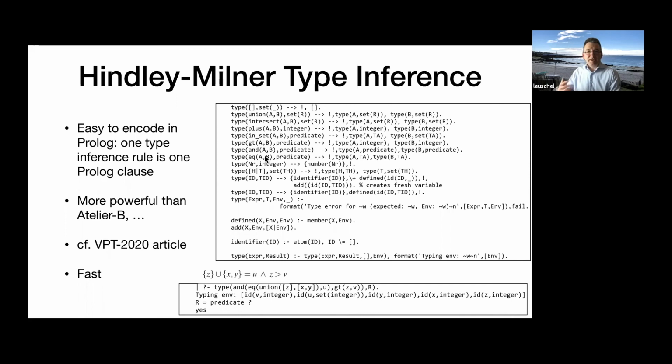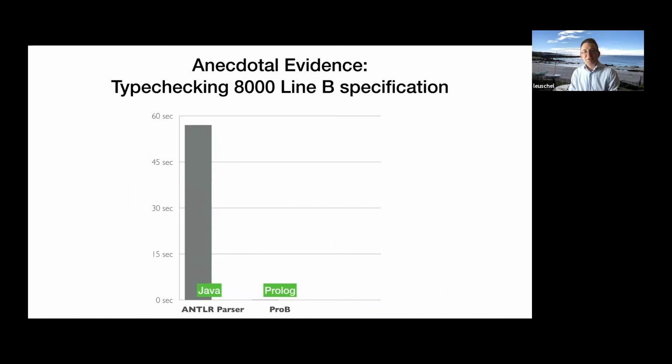And so actually last week, I had the case, we have an experimental parser written in Java, which also encodes that in Java. And for a larger piece of B spec, it was taking 57 seconds to do the type checking.